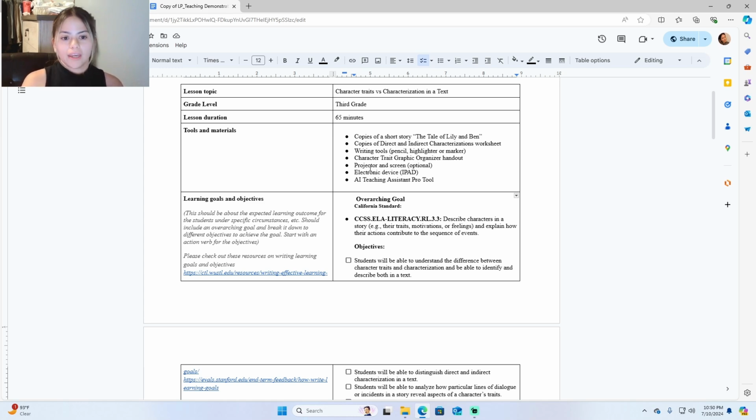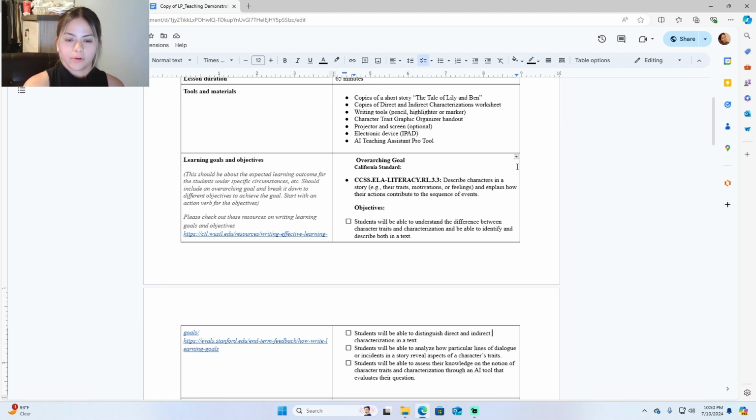Also, a character trait graphic organizer handout, so it's just a list. Also, a projector and screen, which I would use for this lesson. Also, an electronic device like an iPad, all students will have an iPad available to them. And last but not least, the AI Teaching Assistant Pro tool, which is the tool where we're going to be integrating our idea.